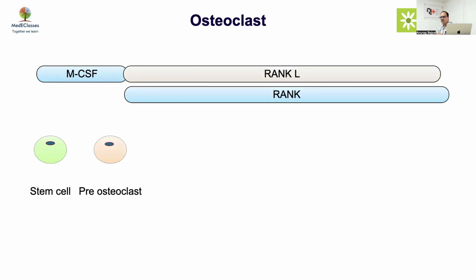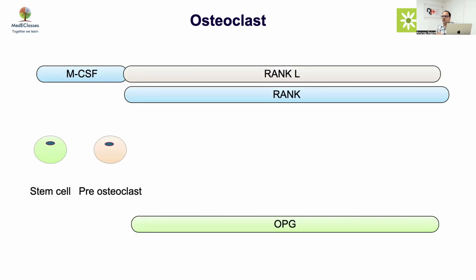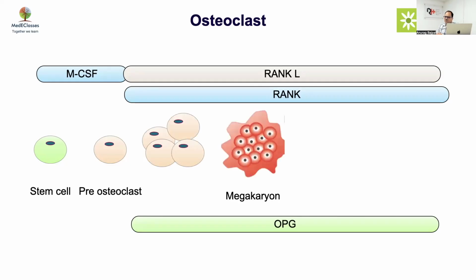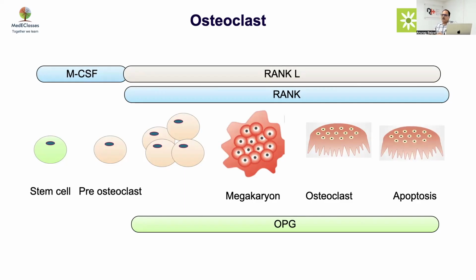RANK ligand plays an important role, and OPG is the opposing force in that regard, and then they develop as a syncytium of megakaryon, and from there they develop into osteoclasts. They look pretty much like a macrophage. They have pseudopodia also, which are going to attach, and then they're going to die also.